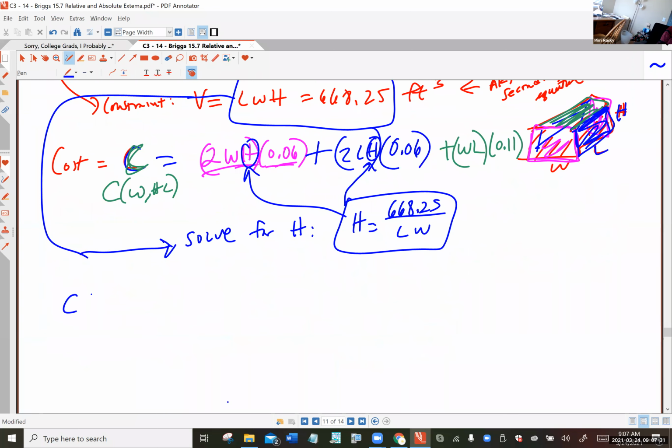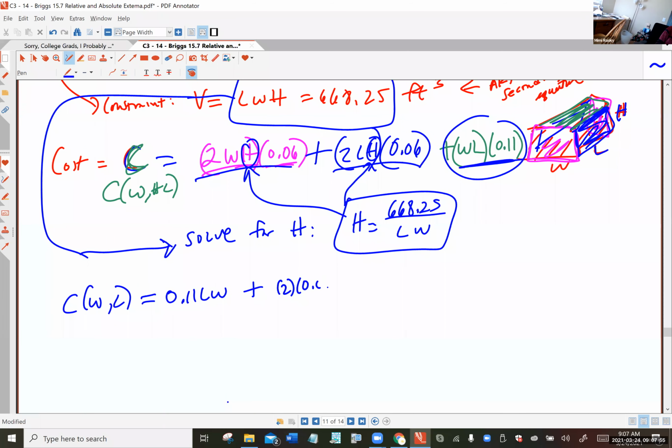But at least I'll only have a function of two variables, W and L. So if you don't mind, this first term, since it doesn't have any H's in it, I'm going to list that first, and I'll rewrite it with the coefficient in front, 0.11 LW, plus, and then these two terms in the front here, I'm going to factor out a 2 and a 0.06, since that's their common factors.